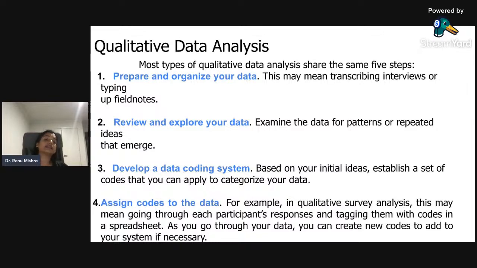Okay, you can get this coding with the help of software also, like NVivo software. The last step is to assign codes to the data. You can do this with the help of NVivo software as well, on the basis of themes or patterns. Okay.